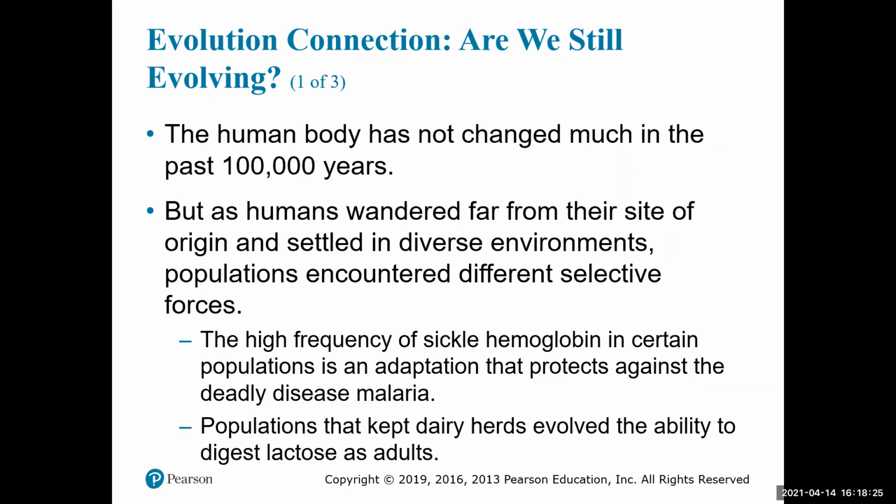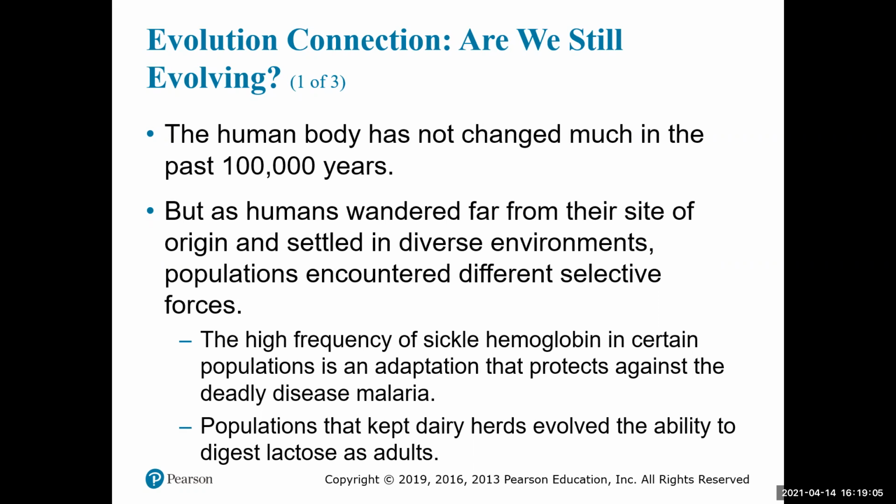But looking at the past 100,000 years, humans really haven't changed that much. We've wandered across the globe, and we've colonized much of the globe, or all of the globe, right, over those 100,000 years, and settled in diverse habitats. And human populations have encountered selective forces, but there's not much changed in terms of phenotypic traits and drastic evolutionary changes. Human populations do have adaptations for those different environments, though.